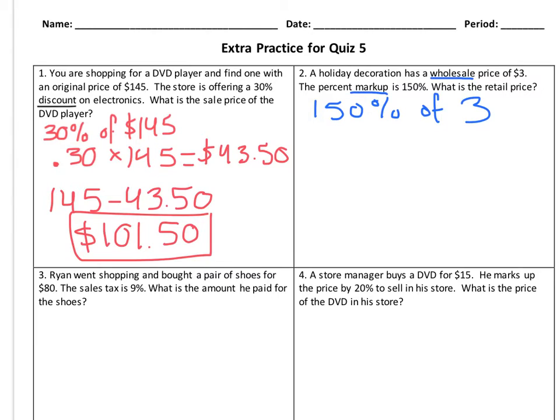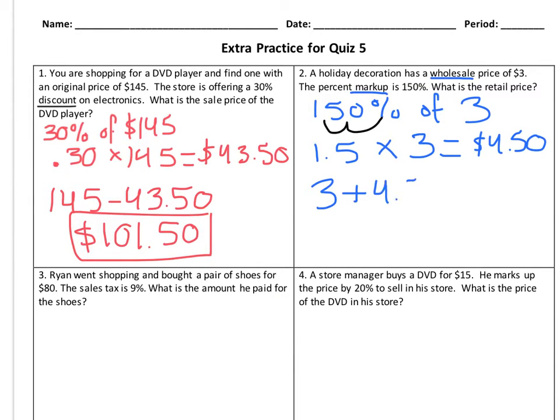150%, I need to change it to a decimal, and I get 1.5, of is times 3. When I do that in my calculator, I get $4.50. $4.50 is the markup on $3. So to mark it up, I have to take 3 plus $4.50 to find my total of $7.50.